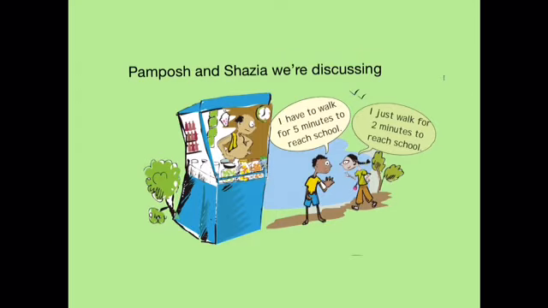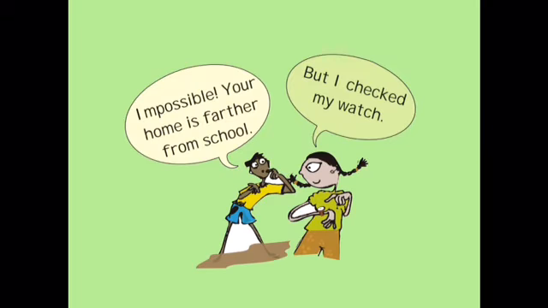Pamposh and Sazia were discussing the duration taken by them to reach their school. Pamposh says, I have to walk for 5 minutes to reach school. Whereas Sazia says, I just walk for 2 minutes to reach school. Impossible. Your home is farther from school, says Pamposh. But I checked my watch, replied Sazia.